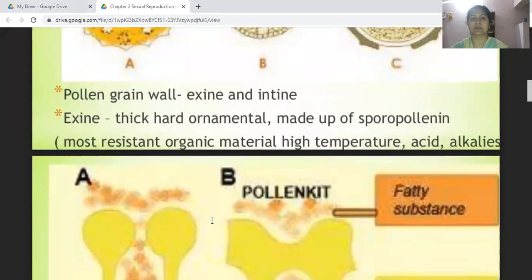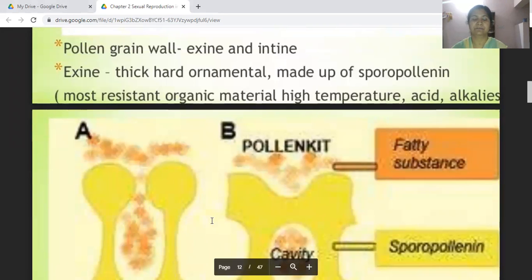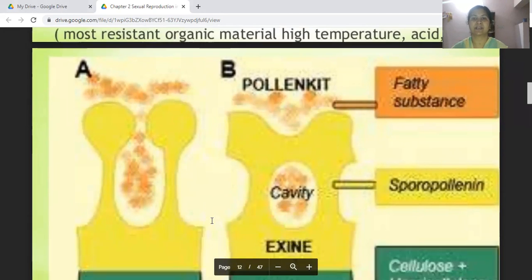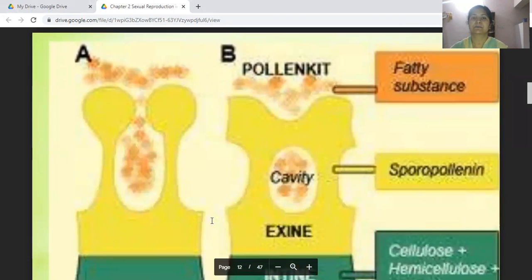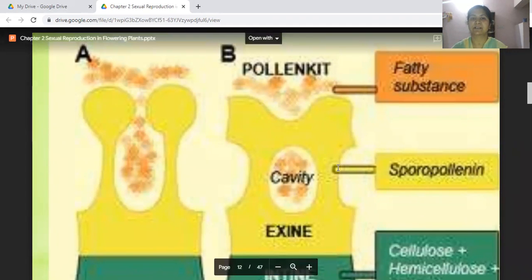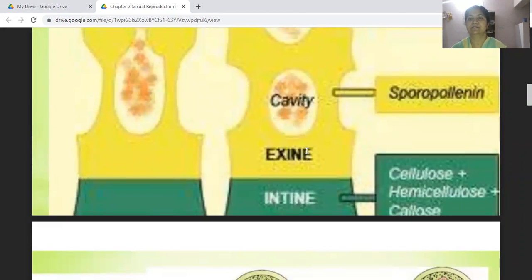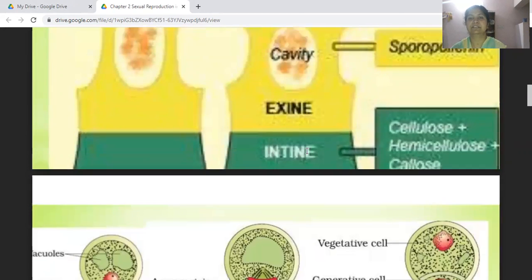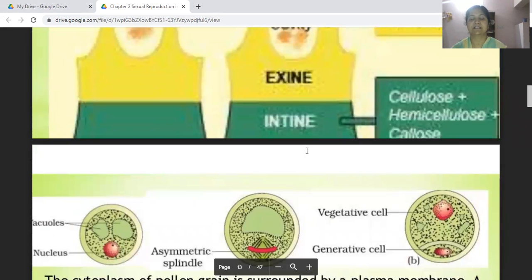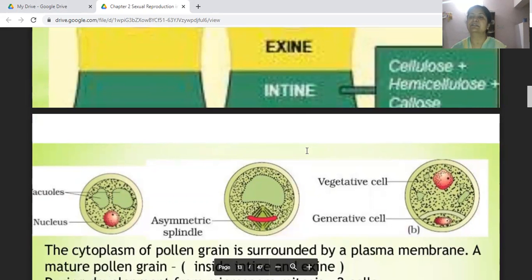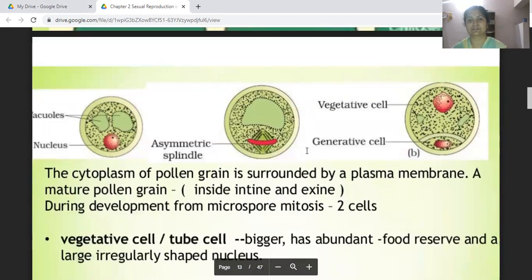Exine is thick, hard, ornamental, made of sporopollenin, meaning it has various designs. It is most resistant to organic matter. And the pollen kit is the sticky substance produced around the pollen grains by the tapetum layer. Then there is sporopollenin, and a cavity in that sporopollenin exine. Then there is intine. So this is the triple layer wall structure.